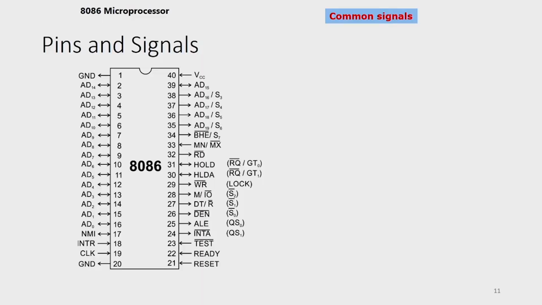And then coming to the pin diagram. Totally there are 40 pins; 8086 is a 40 pin IC. So these are the 40 pins. There are some common signals and some specialized signals. From here to here, the microprocessor can operate in two modes: one is called minimum mode and the other maximum mode.